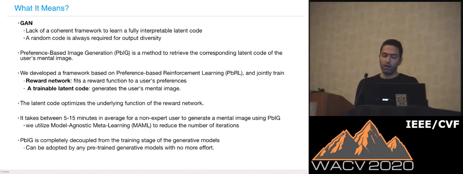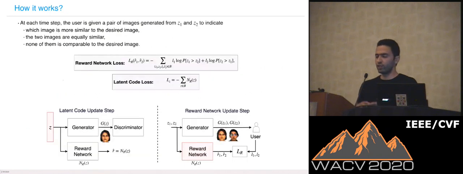We have a reward network which we train to mimic your judgments. And we also have a trainable latent code which we train by maximizing the output of the reward network to generate the image that you have in your mind. Hopefully this whole process is completely decoupled from the underlying generative model, so you can use it with any pre-trained GANs or VAEs or any other models.